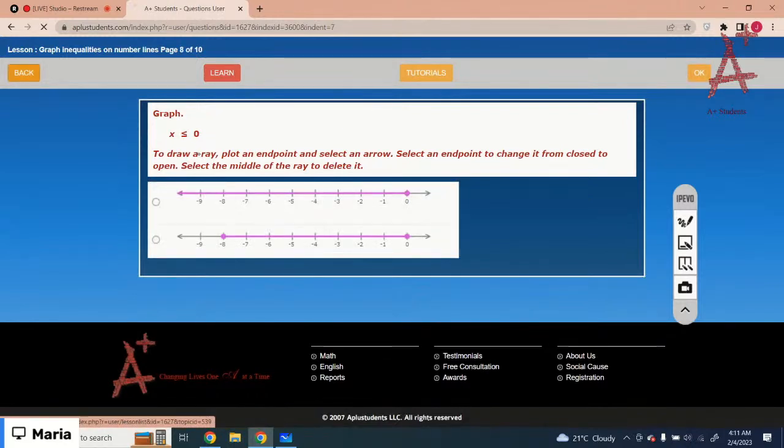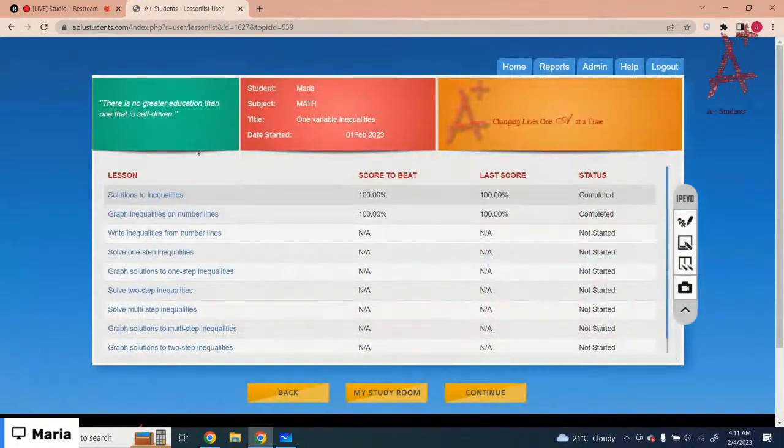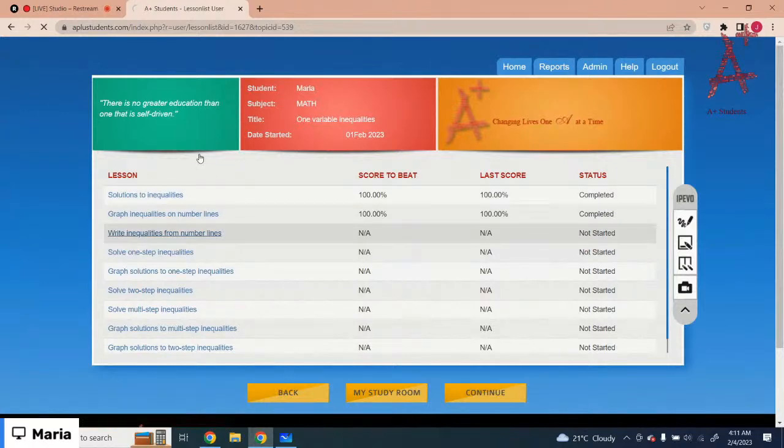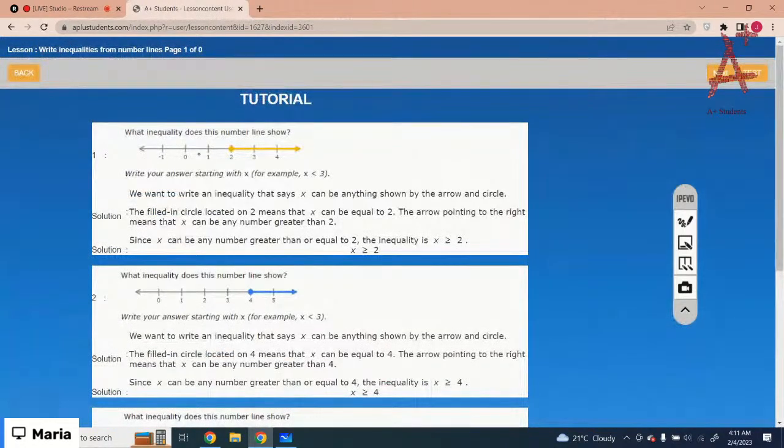Okay, you can complete the test by yourself later today. Let's just move on to the next lesson. Write inequality from a number line. Okay, now you are given the number line. You have to write down the inequality from the number line. Got it?